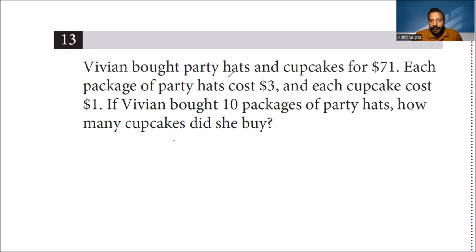Vivian bought party hats and cupcakes for $71. So some hats plus some cupcakes. Totally, Vivian bought it for $71. Each package of party hats cost $3. So that means 3 multiplied by the number of hats, and each cupcake cost $1. So C multiplied by 1 is equal to 71.